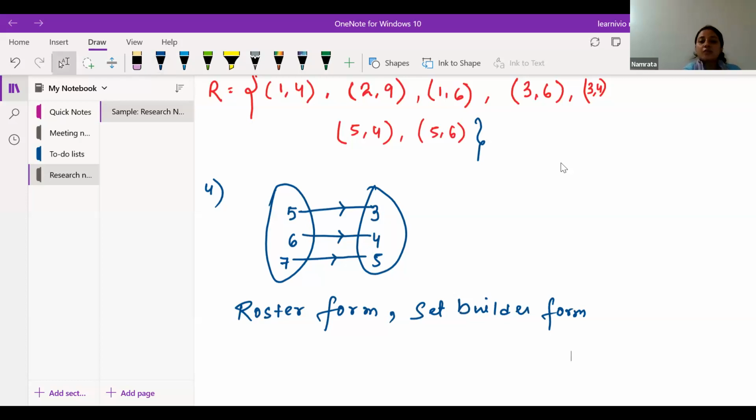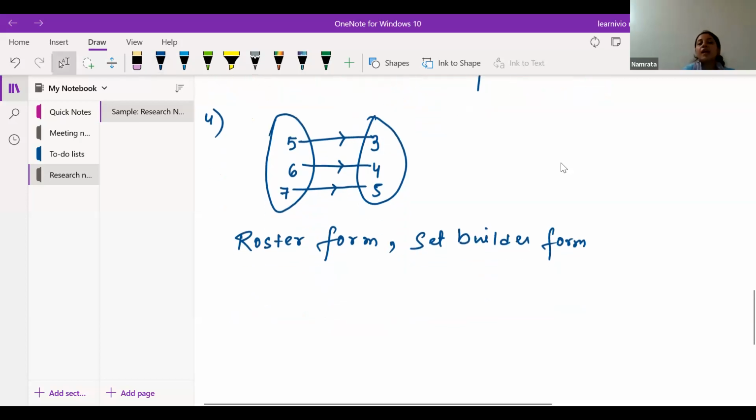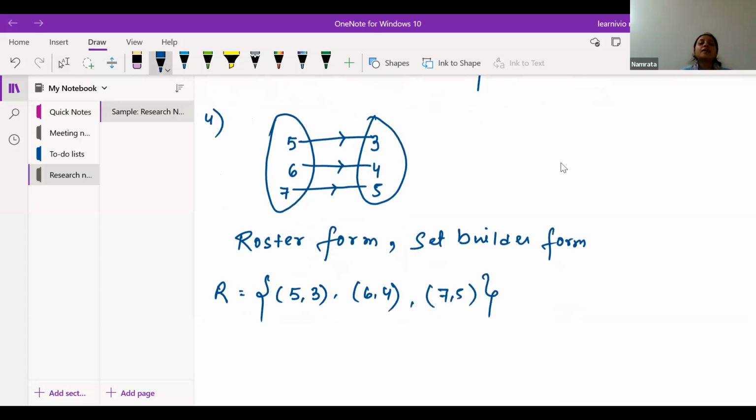So yes, Lena, what will be the elements when we write it in roster form? The relation R will contain (5, 3), (6, 4), and (7, 5). Now, Izan, how to write it in set builder form? The set of all ordered pairs (x, y) such that, now what is the relation between x and y over here?